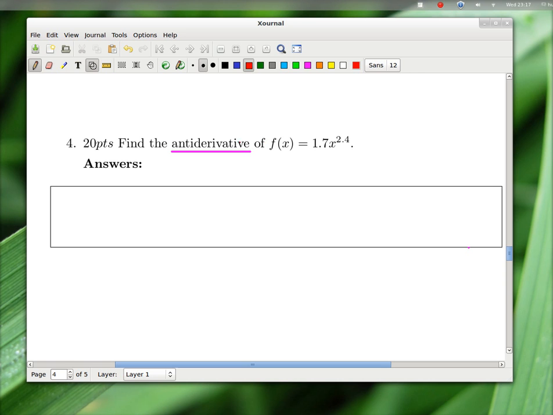So what does the antiderivative mean? It means we want to find this function F of x, which we think exists. And what's special about capital F is that its derivative is f. So we want capital F so that F prime of x, the derivative of it, is just f. So 1.7 x to the 2.4.